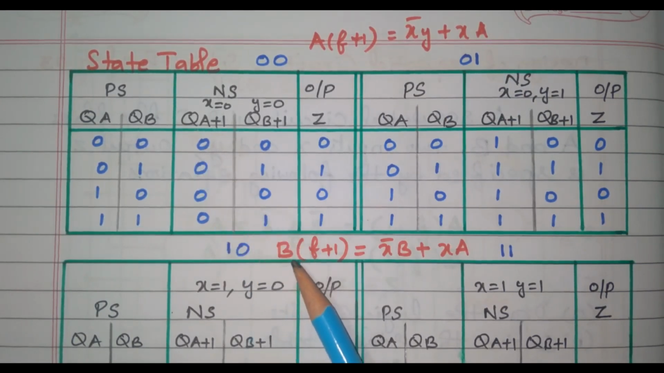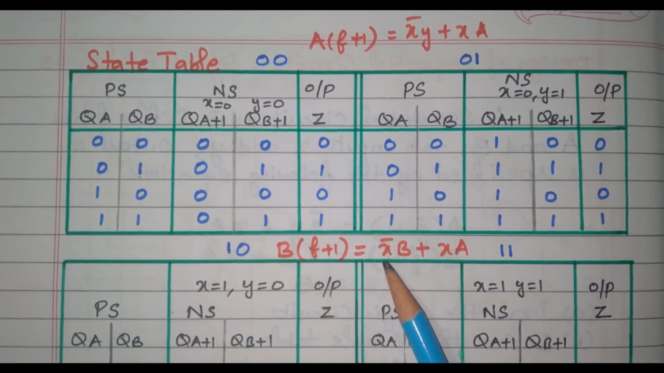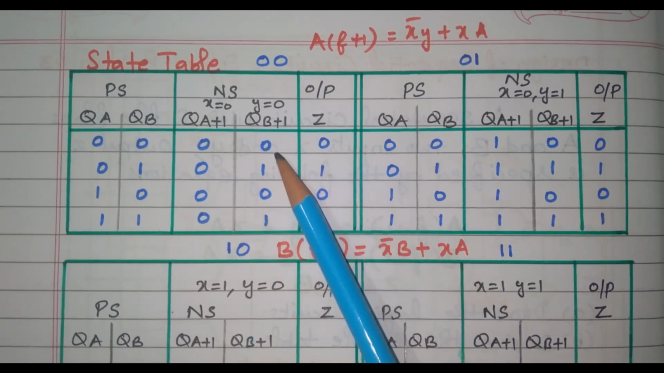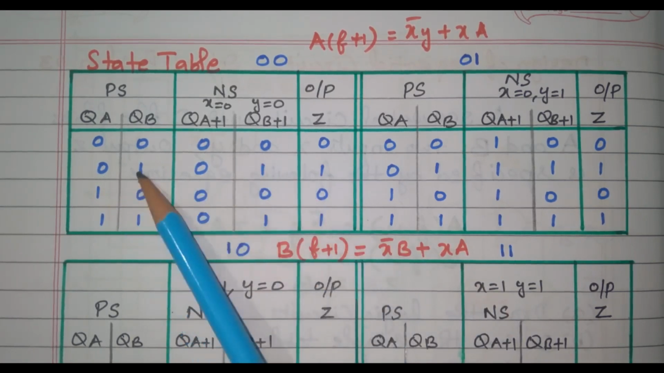Similarly, the B value. This x bar: x is 0 means x bar will be 1, B is 0. So 0 plus 0 into 1, 0 only. X is 0, A also 0. So totally we have 0. Now we'll go to the next combination.